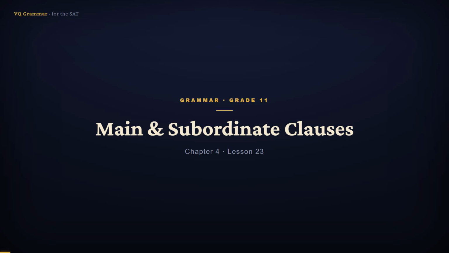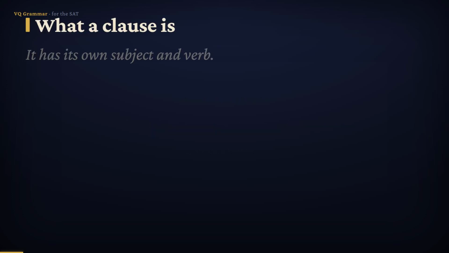We've built words into phrases. Now we build them into clauses, the units that make up every sentence. Today, main and subordinate clauses. We've built phrases. Now we build clauses. A clause is a group of words that has its own subject and predicate, its own subject and verb.